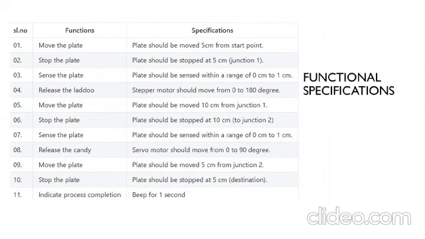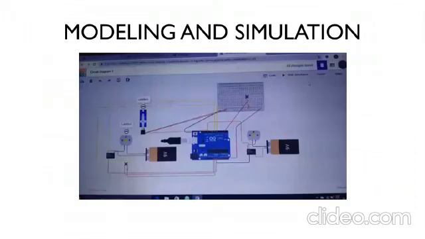The servo motor senses the plate within a range of 0 to 1 cm. It rotates from 0 to 90 degrees to release the candies. Now, the plate is moved from junction 2, 5 cm towards the destination. When the plate stops after traveling 5 cm from junction 2, the buzzer beeps for 1 second to indicate the process completion. Please watch the modeling and simulation of the bot.